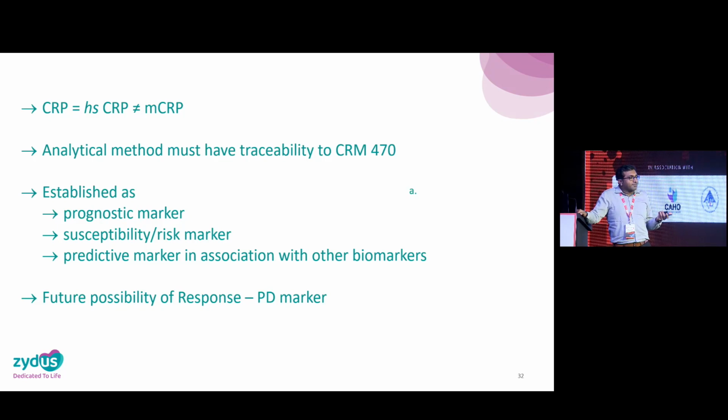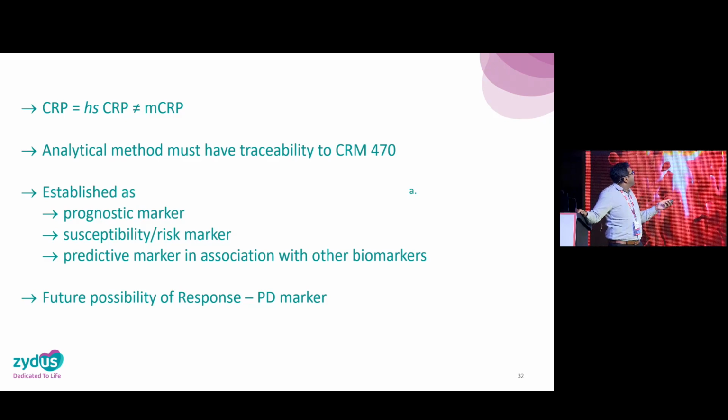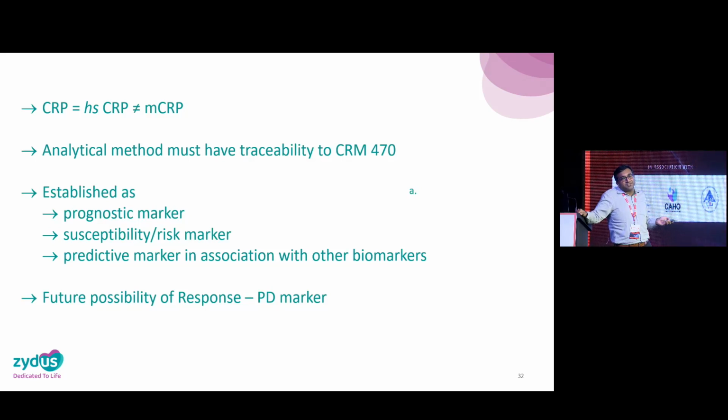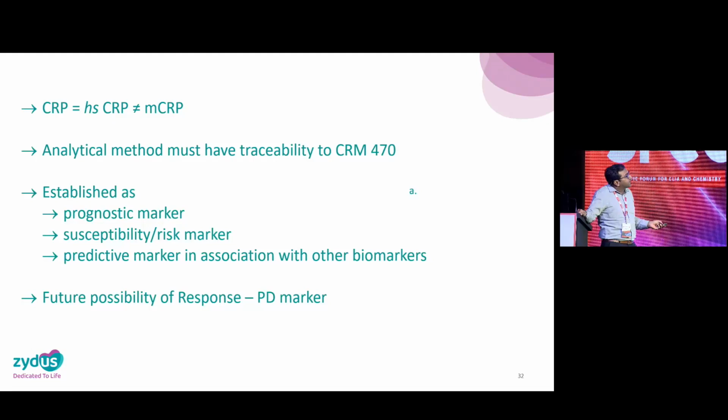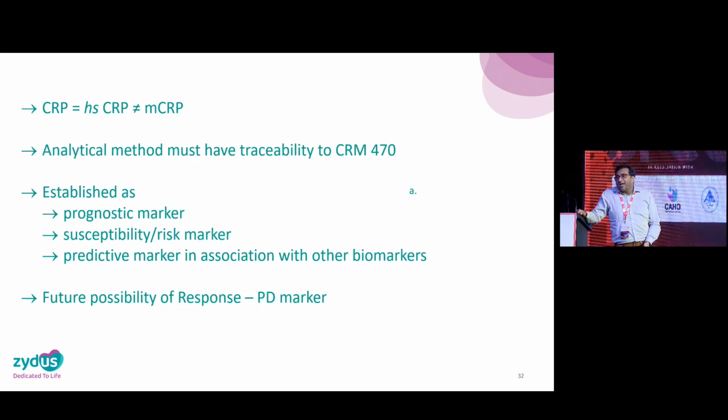again, time's up. So anyway, we are coming back from the first slide to the last slide. The CRP is the same as HS-CRP, but it is not the same as MCRP because the antibodies are different, the diagnosis is different. Analytical method must have traceability to CRM 470. It has already been established as a prognostic, susceptibility, risk marker or predictive marker in association with other markers, and a future possibility of PD marker. I'll skip that and we'll skip the homocysteine.